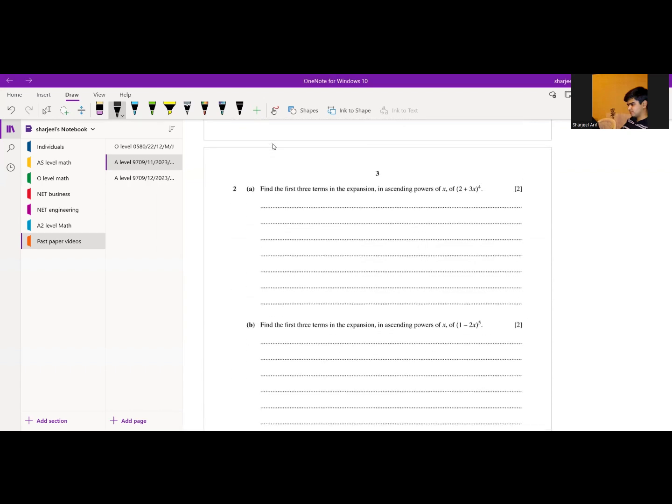So now move on to question number 2. In this one, we have to expand in the ascending powers of x, (2 plus 3x) whole power 4. So we will apply the binomial theorem for this. We will write it as 4c0 2 power 4 minus 0, 3x power 0, plus 4c1 2 power 4 minus 1, 3x power 1, plus 4c2 2 power 4 minus 2, and 3x power 2. So these are the first three terms.